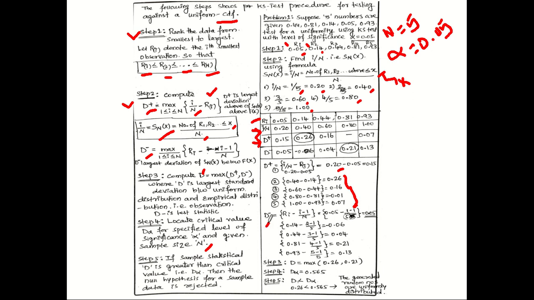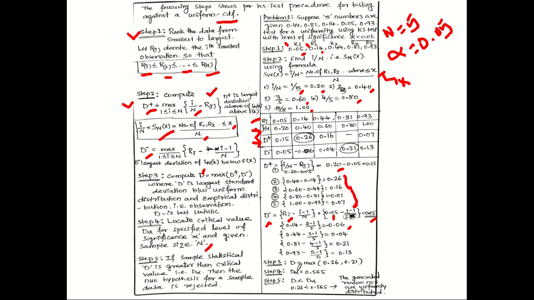Next we will calculate D minus, that is Ri minus (i minus 1) divided by n. Here the i value is 1, so the first random number is 0.05, and 1 minus 1 divided by 5 gives 0.05. Next the i value is 2, we take the second random number, 0.14, minus (2 minus 1) divided by 5, and this is 0.06. So we will calculate the D minus value for all the random numbers.